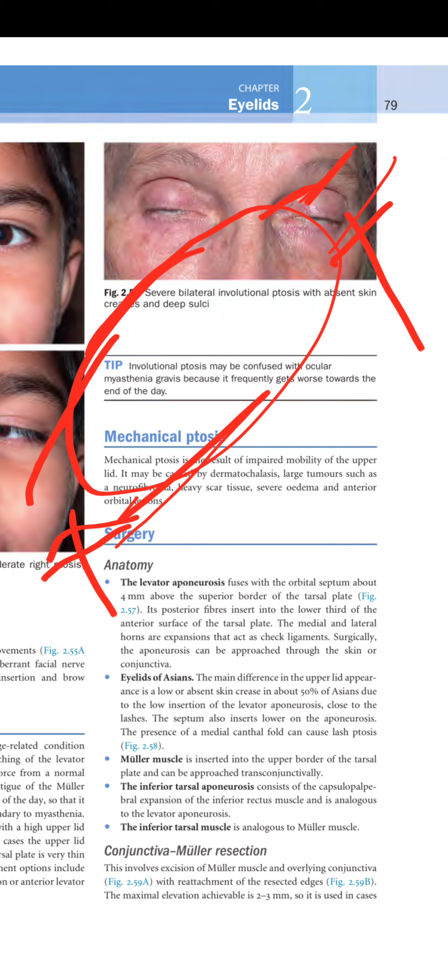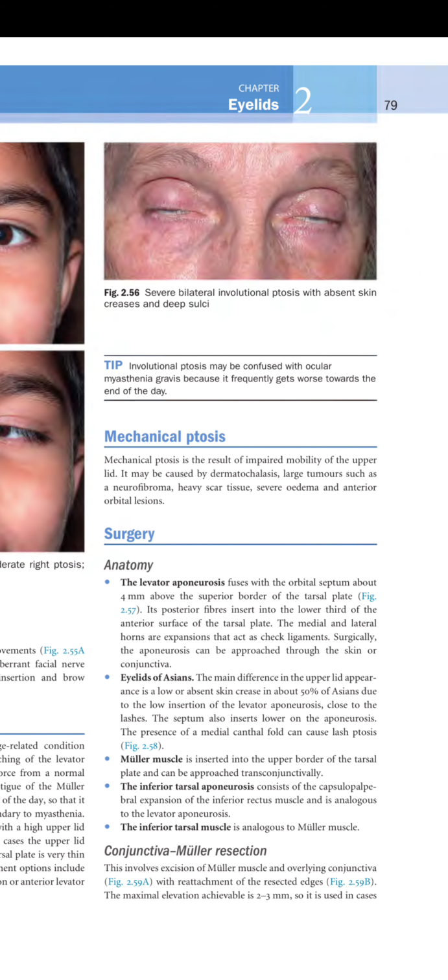Inferior tarsal aponeurosis consists of the capsulopalpebral expansion of the inferior rectus muscle and is analogous to the levator aponeurosis, and the inferior tarsal muscle is analogous to the Müller muscle. So it is important for the treatment of ptosis.